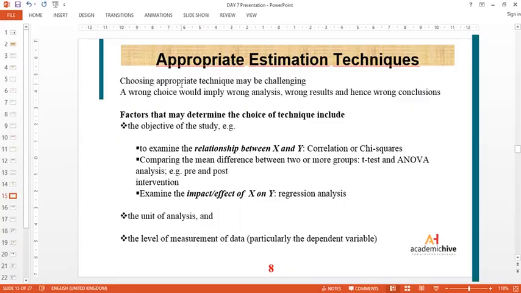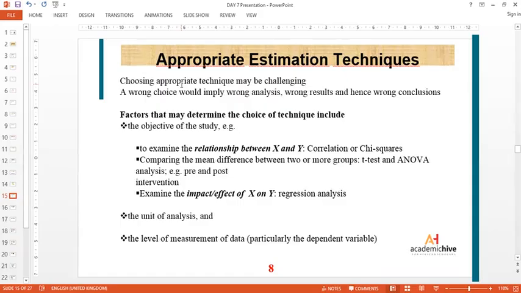So choosing the appropriate technique may be quite challenging. And if you make a wrong choice of technique, you may have wrong answers. Or you may do a wrong analysis, which will give you wrong results, and your conclusions will be wrong. And then if you want to use that conclusion to make some decisions in a business, or in a particular environment, or in a particular clinical trial, then you may just be doing it all wrong because the technique was wrong from the start. So how should we know when we should use a particular technique?